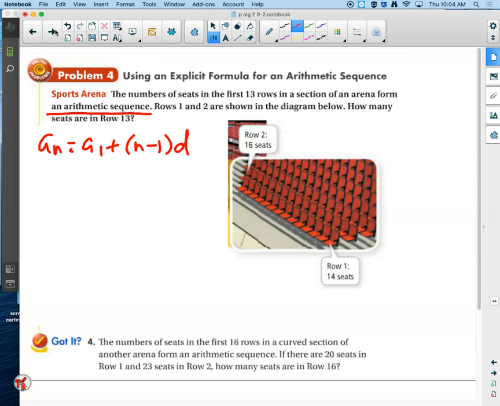We did this yesterday. There were 2 of them that we had to replace with numbers. What's one of them? D. All right. It says row 1 in the picture has 14 seats and row 2 has 16. So what's D? Yeah, so we're going to have to put the 2 in there. What else do we need to write the formula? The first row. Do we know how many seats are in the first row? Yeah, it's in the picture, right? 14. So we are always replacing a sub 1 and D.